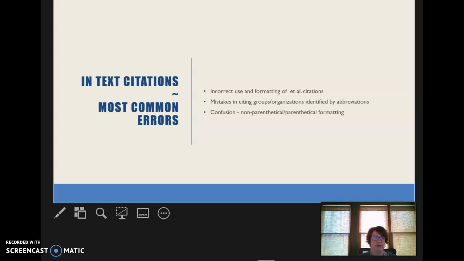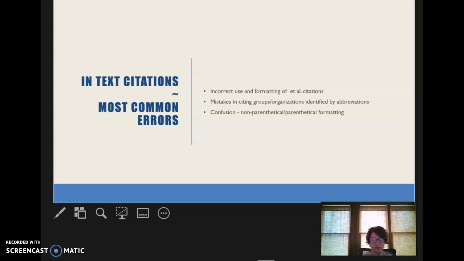And then some more information about in-text citations, and the most common errors involve the et al. citation. So when we have multiple authors, we use the et al. format. So it's E-T A-L period, and when they're in parentheses, the comma follows the period, and then the date is after that. Also, mistakes in citing groups or organizations identified by abbreviations.